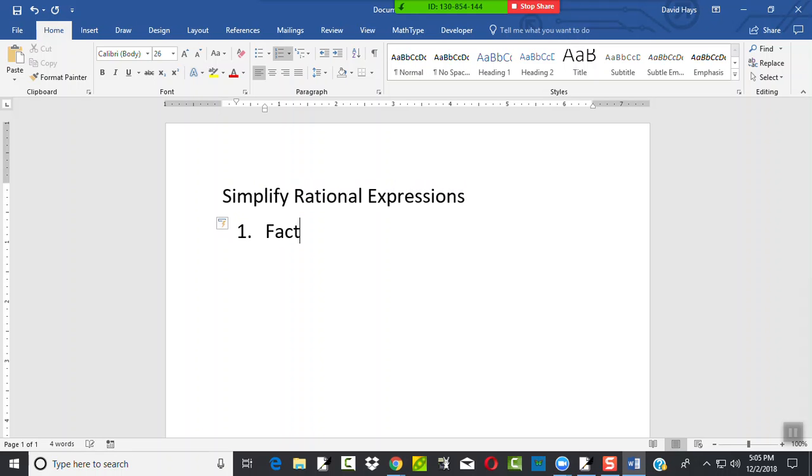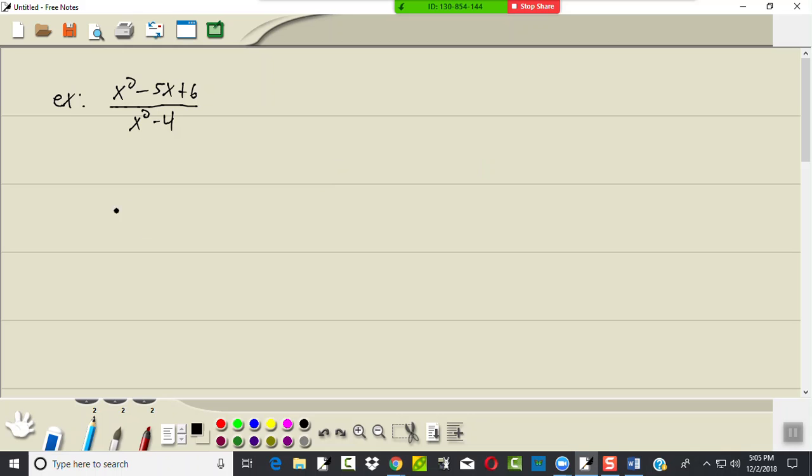Step 1. Back to the top, numerator. Back to the bottom, denominator. Cancel if possible. Now when we say cancel, everything on top has to be multiplication, everything on the bottom has to be multiplication. The x squareds here are the same, but we can't cancel those because we got subtraction and addition in here. So everything has to be multiplication.